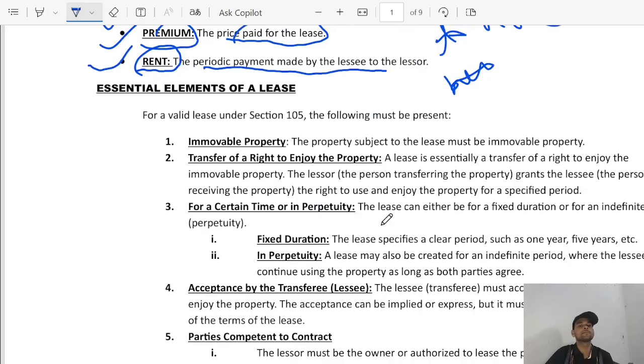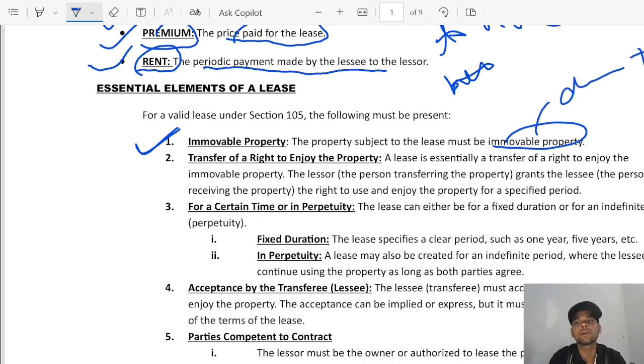Now proceeding further, from the definition of lease under Section 105 of the Transfer of Property Act, we extract some essential elements. The first essential element is immovable property. The property must be immovable. That is, the subject of the lease must be immovable property. It is defined under the definition clause of the Transfer of Property Act.